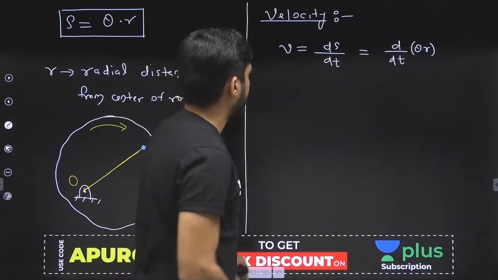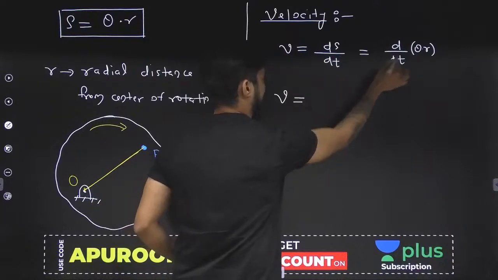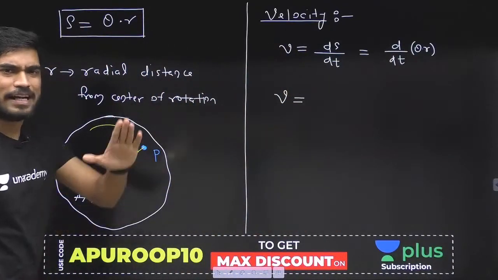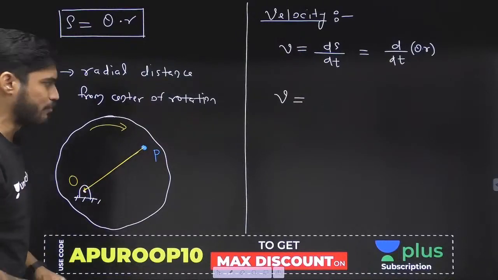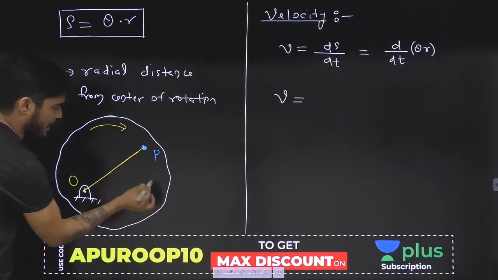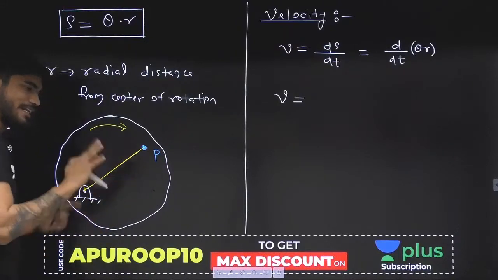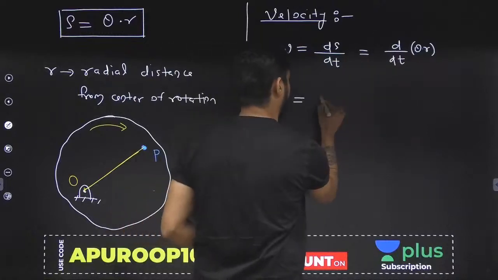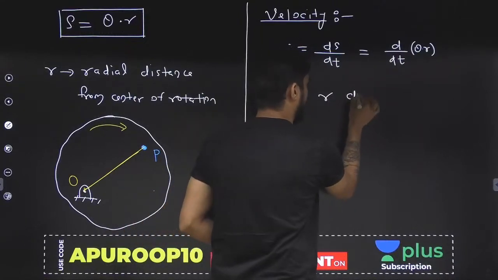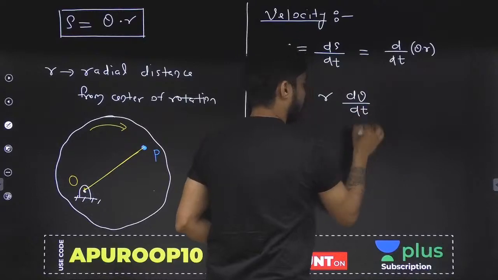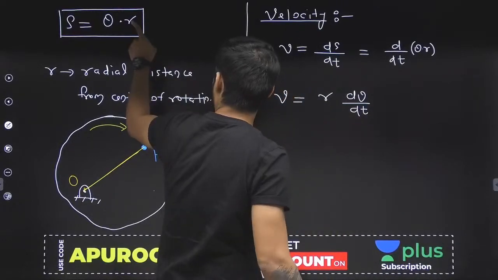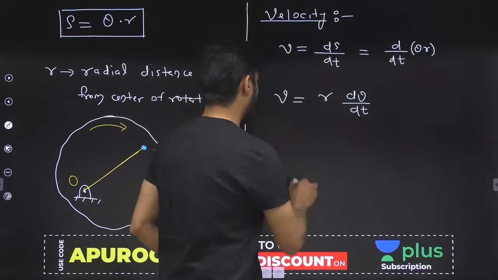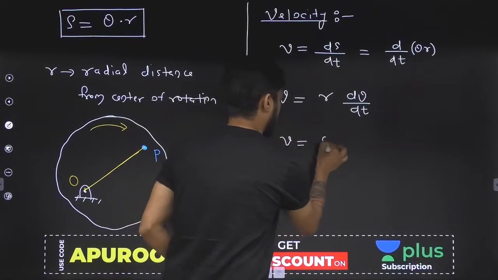Now beta, in this equation, r is the distance of that particle from the center of rotation. So that is not going to change with respect to time. If P moves from here to here, the distance will remain the same. So r is a constant quantity that will come out of the equation. I will get d theta by dt. And what is d theta by dt? D theta by dt is omega.